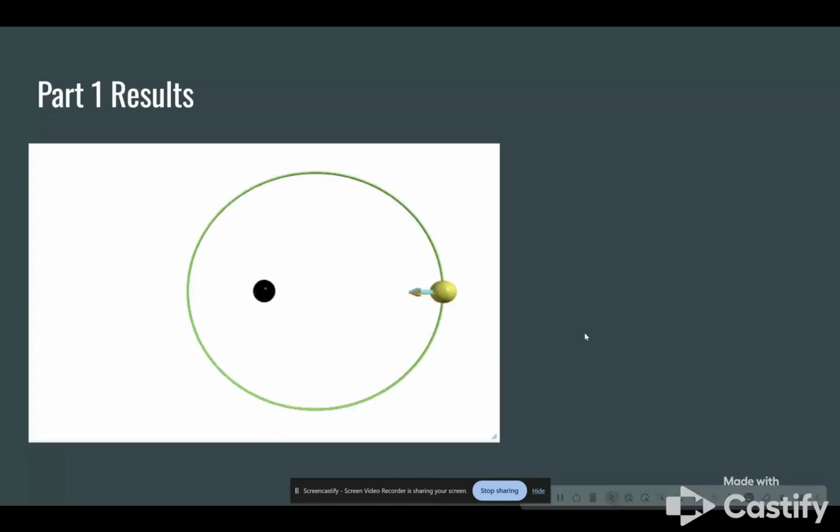The results for that experiment, it basically just makes an ellipse around the black hole.